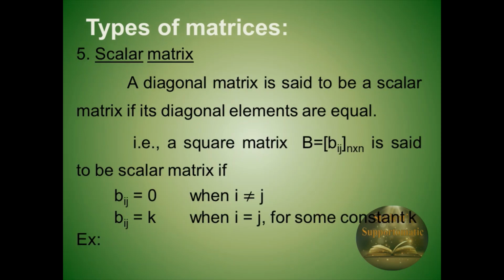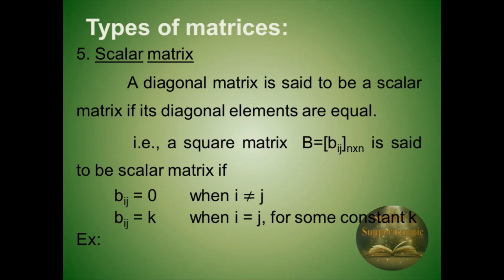Next, the fifth type is the scalar matrix. A diagonal matrix is said to be a scalar matrix if its diagonal elements are equal. So it is a diagonal matrix, meaning only the diagonal positions have values and all the remaining values are 0. But one condition is that all its diagonal elements are the same, meaning the same value in the diagonal, then it is called a scalar matrix.